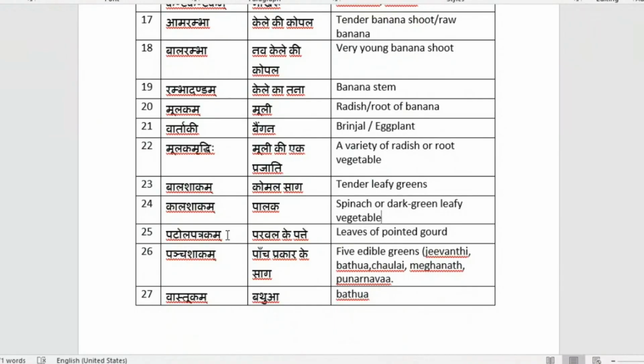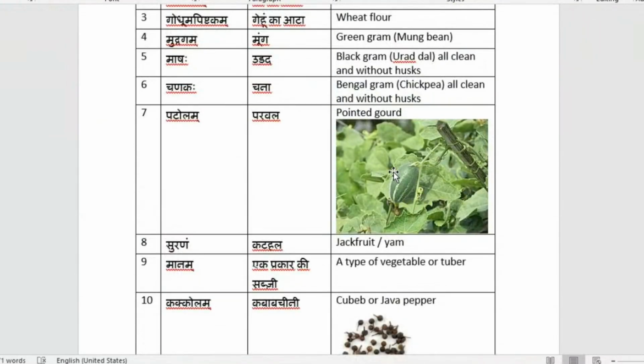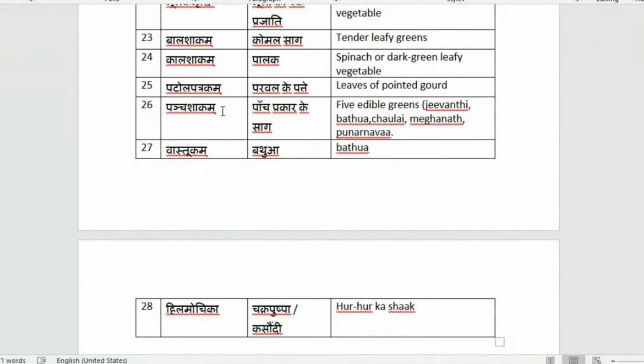Then is Patola Patrakam, parval ke patte. So leaves of pointed gourd. So here parval, so leaf of this plant. Then Panchashakam. In Panchashak there are 5 types of sag, or we can say 5 types of vegetables that have been mentioned over here. So which are they? Jivanti, Bathua, Cholai, Meghnath and Punarnabha. These are the 5 shak that have come under foods that you eat. Pancha Shakam. Then is Vastukam. That is Bathua.